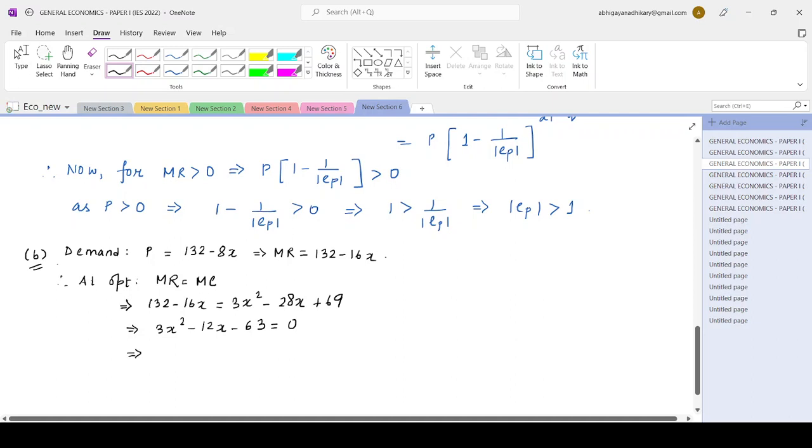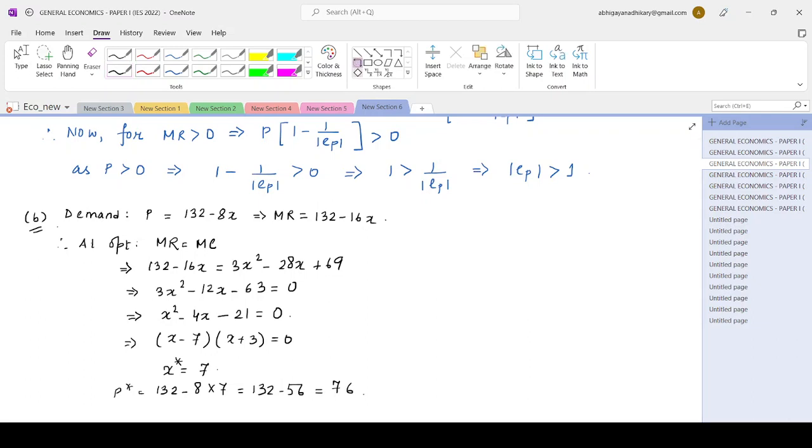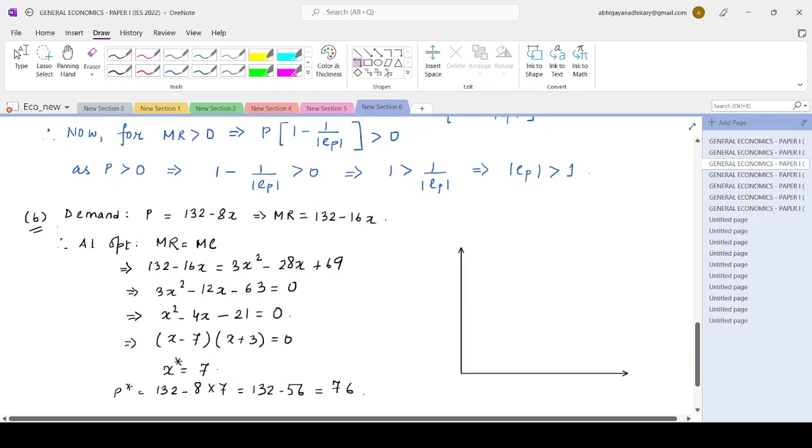is equal to 0. So 3 is going out, minus 21 equals to 0. If you just break it up into factors, x will be 7, negative output is not permissible. So the optimal output level of the monopoly is 7 and the optimal price level will be 132 minus 8x. So 132 minus 56, that basically gives you 76. So if we can just plot a small diagram to illustrate this thing. So this is your demand.